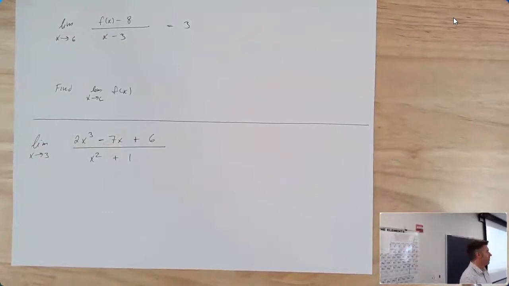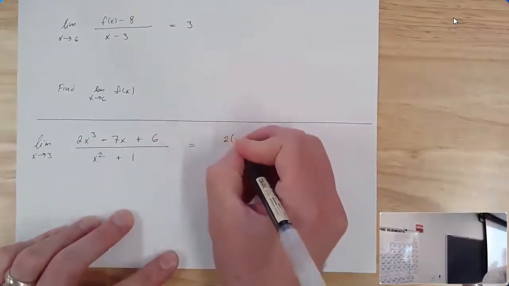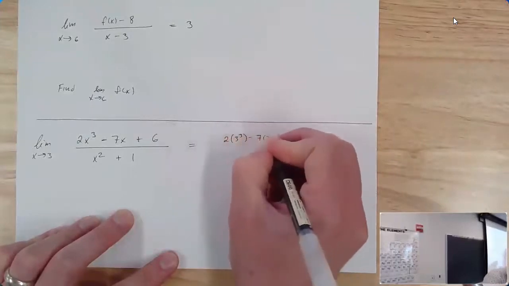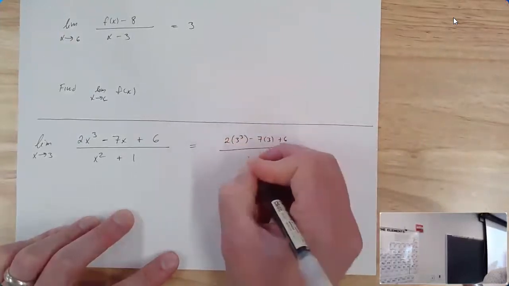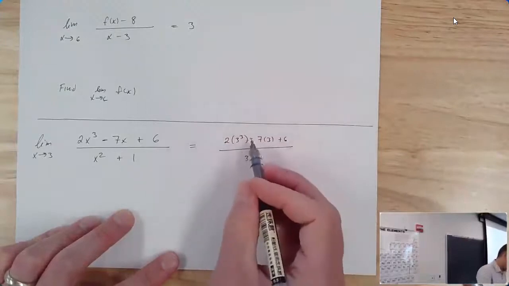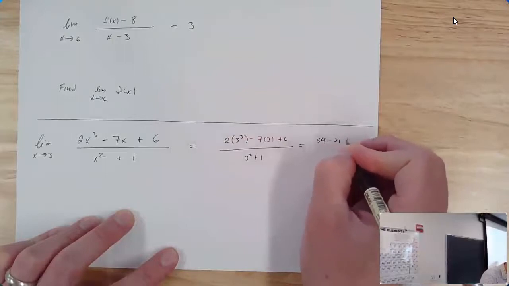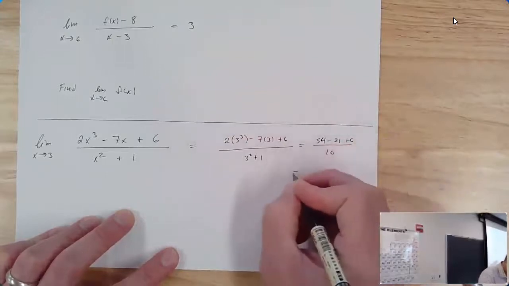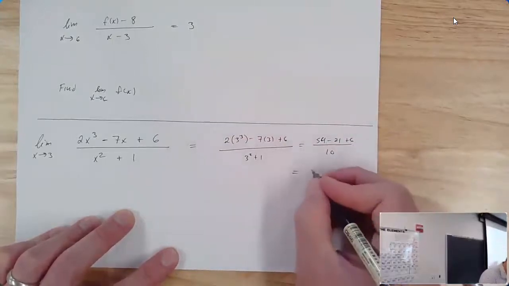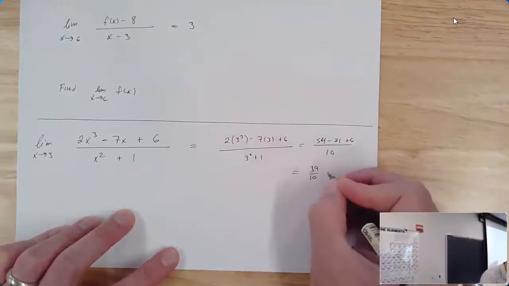Okay, if we were going to find that limit, the way a normal human being would do it is just to jam 3 in there. You just plug in 3, and as long as you don't get 0 over 0, you're good to go. So if I plug in 3, I get 2 times 3 cubed minus 7 times 3 plus 6 over 3 squared plus 1. 3 cubed is 27, times 2 is 54. I get 54 minus 21 plus 6 over 10. 60 minus 21 is 39 over 10. So 39 tenths, or if you like decimals, 3.9.